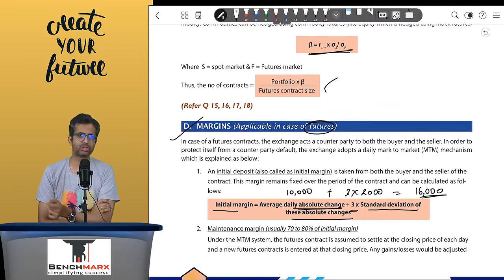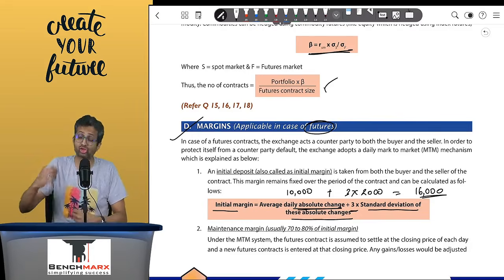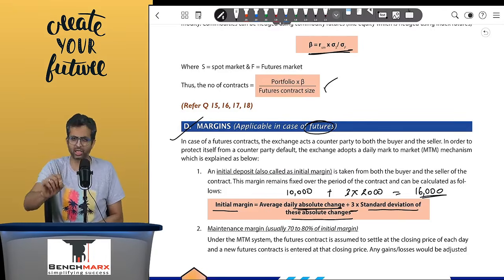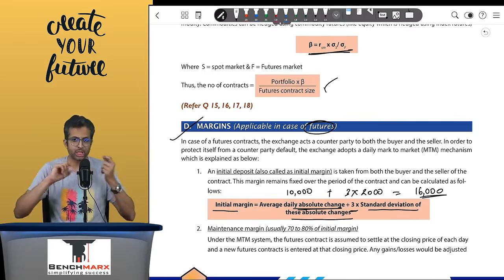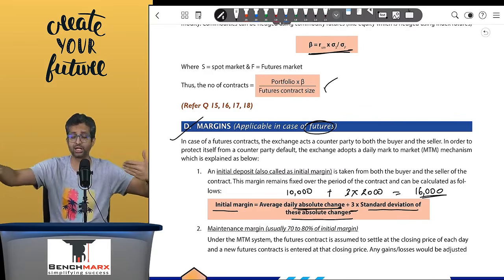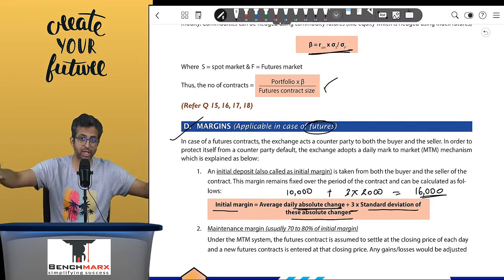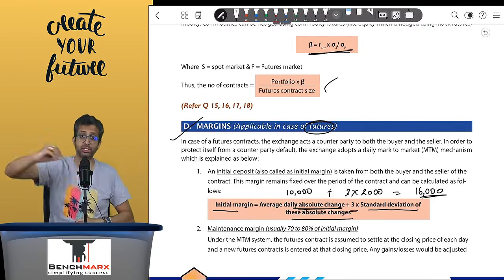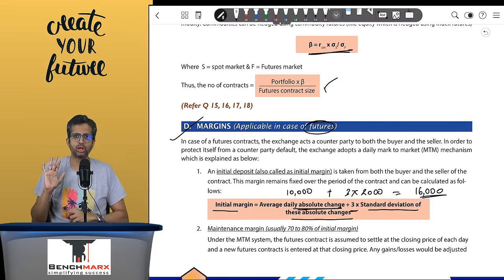But is it possible that this margin was based on today's position? It is possible that the share price changes. If the share price changes and you are getting a gain, the exchange will do a mark to market settlement. This is called mark to market settlement. It will assume that if you have bought a futures contract at 100 rupees and the price at the end of the day becomes 105 rupees, that means you have gained 5 rupees. Rather than waiting for the expiry, the exchange will give you 5 rupees today only.